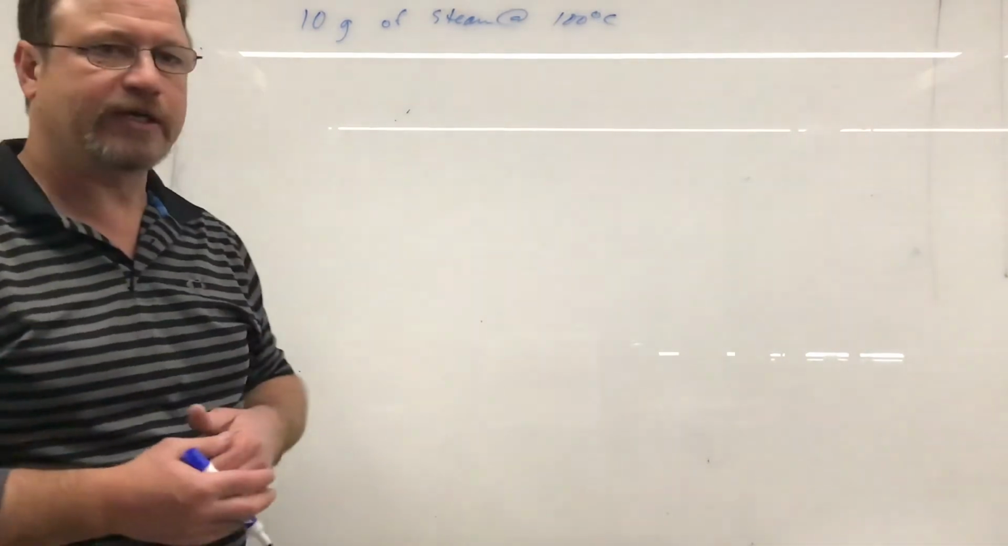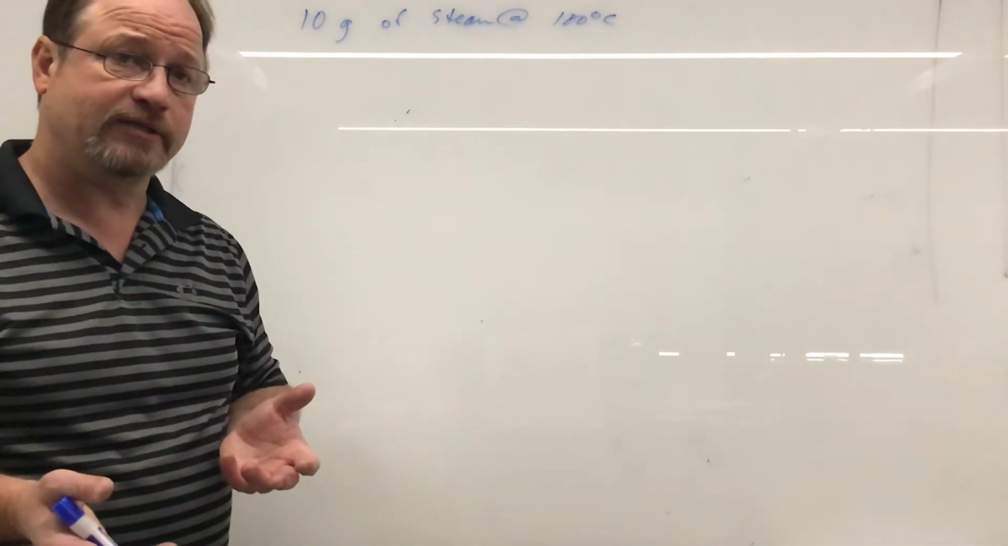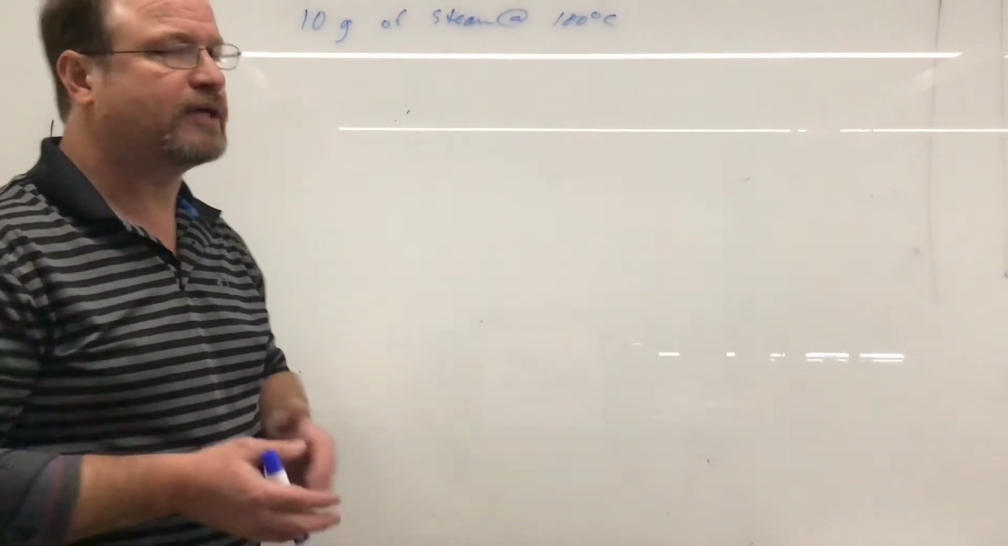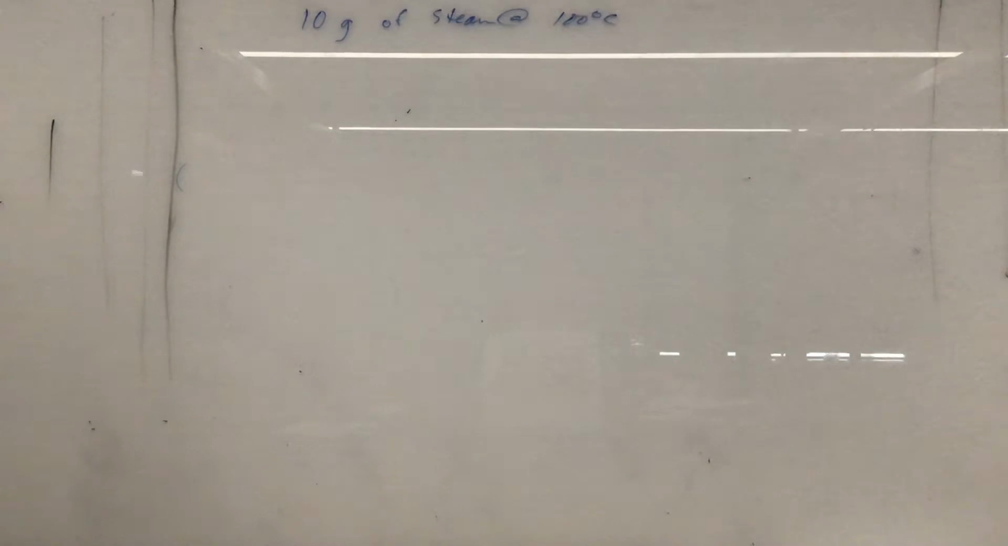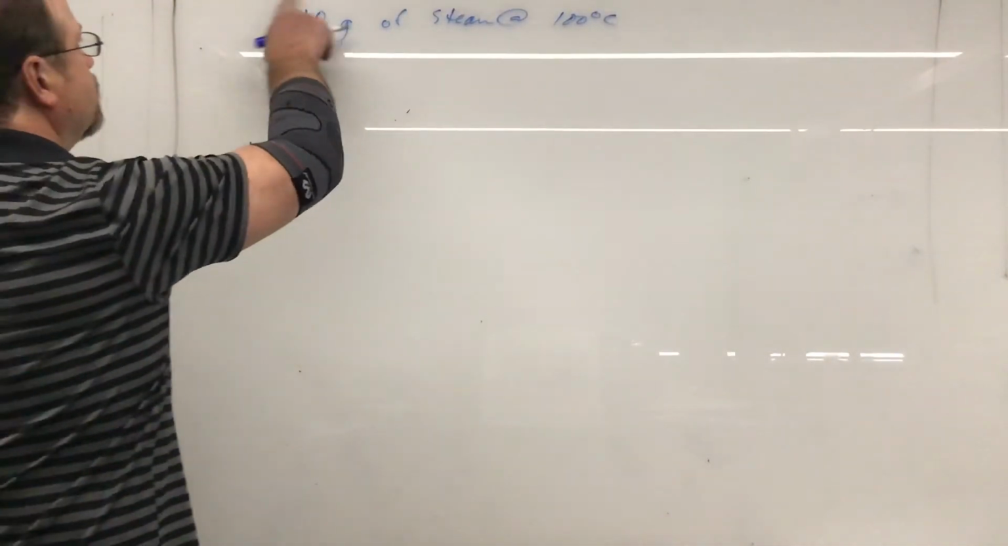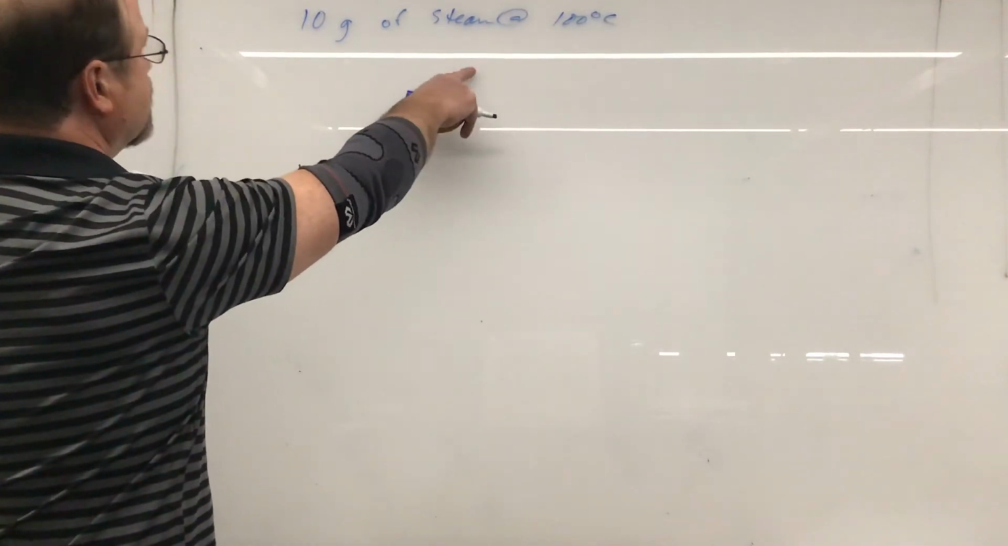And the same way with ice, we could have ice in the freezer, it could be negative 20 degrees, and it's going to have to warm up to 0 before it begins to melt. And so you have to take that into account, as you can have many terms coming out of just one item here. 10 grams of steam at 100.